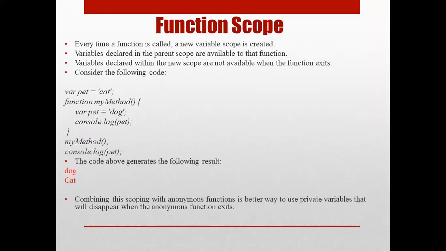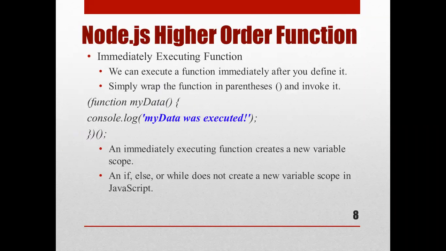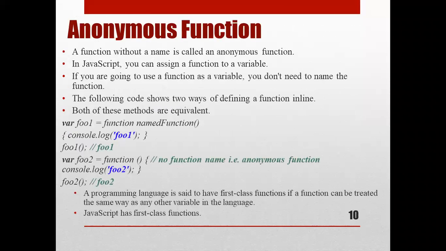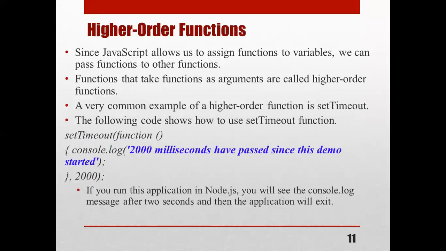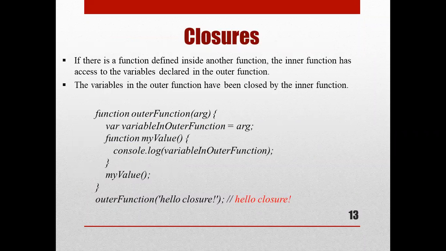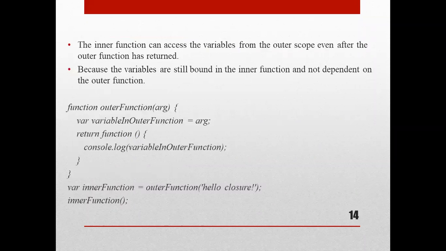Then we have seen function scope, outside and inside, or new variable scope. Then we have seen Node.js higher order functions with examples. Then we have seen anonymous functions, that is, a function without a name is called an anonymous function. We have seen higher order functions, that is functions within functions, where a function or variable acts as a function. Then we have seen closures, a function inside a function, that is outer function and inner function.